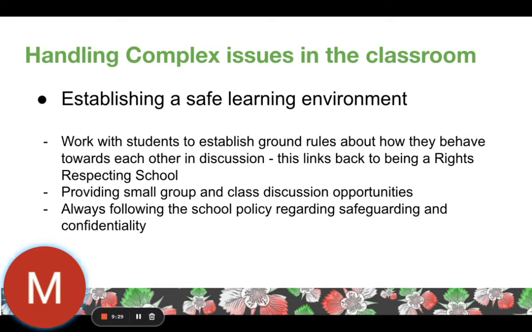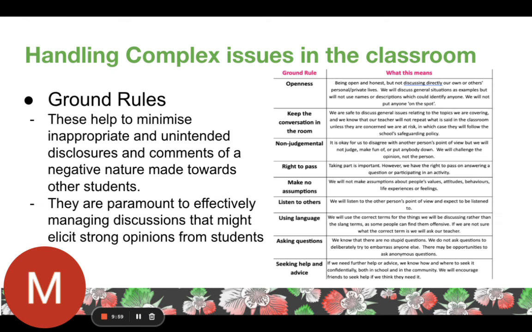One of the most important things that staff ensure is that there is a safe learning environment when it comes to MSS. We work with students to establish ground rules about how they behave towards each other in the discussions that are taking place, and this links us right back to being a gold rights respecting school. We provide small group and class discussion opportunities for all students, and when it comes to safeguarding, all staff obviously follow the school policy regarding this and confidentiality.